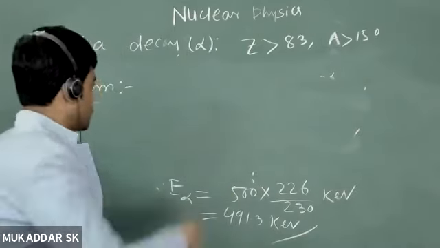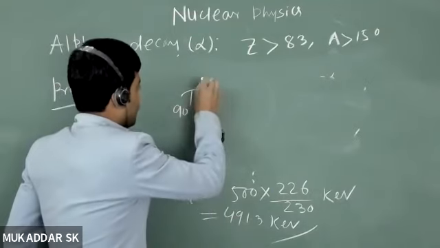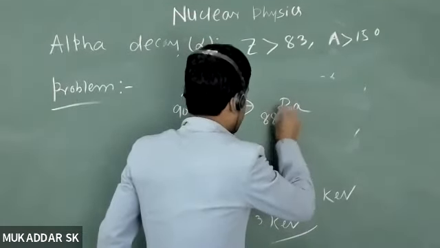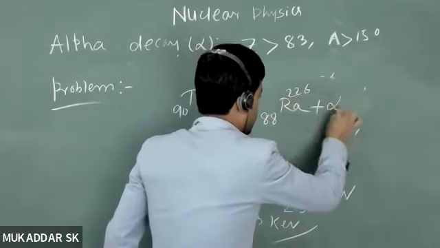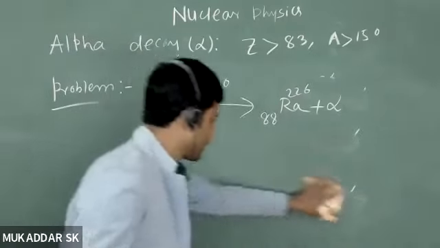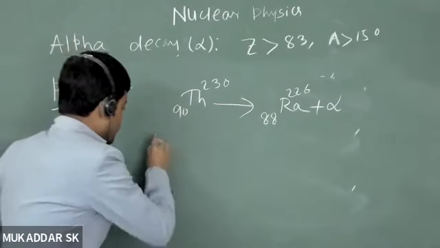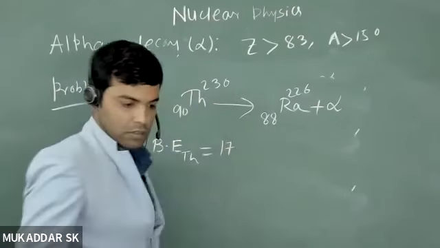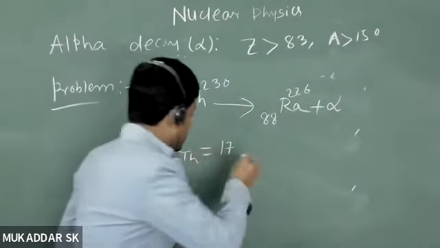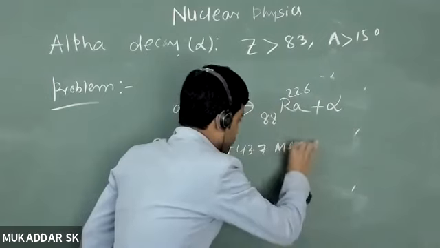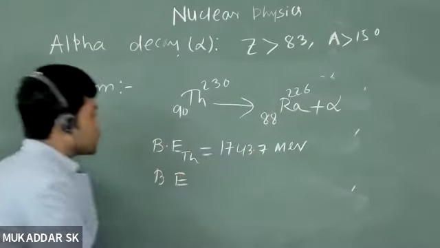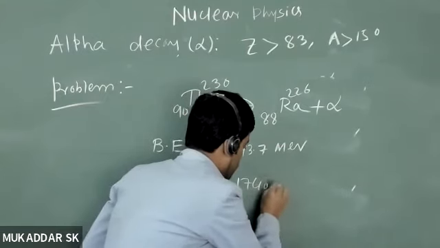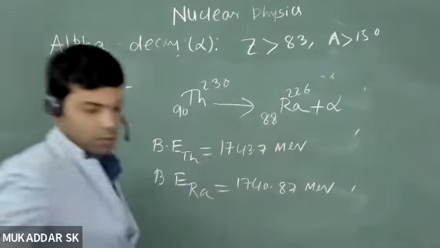Again, same decay. Thorium, atomic number 90 and mass number 230, is decaying to radium, atomic number 88, mass number 226, and you have an alpha particle. In that process, it is provided that the binding energy of thorium is 743.7 mega electron volt, and the binding energy of radium is 740.87 mega electron volt.